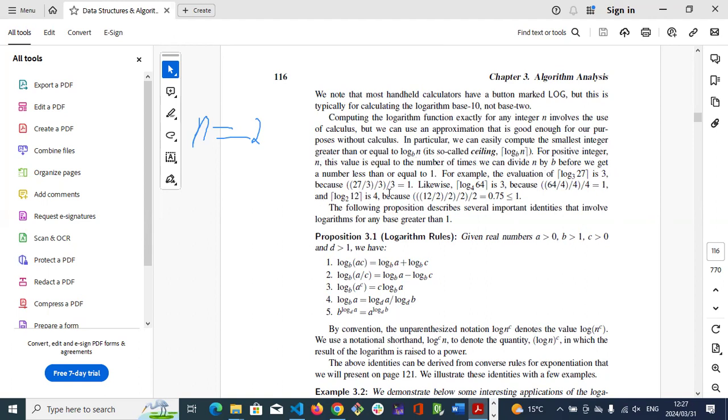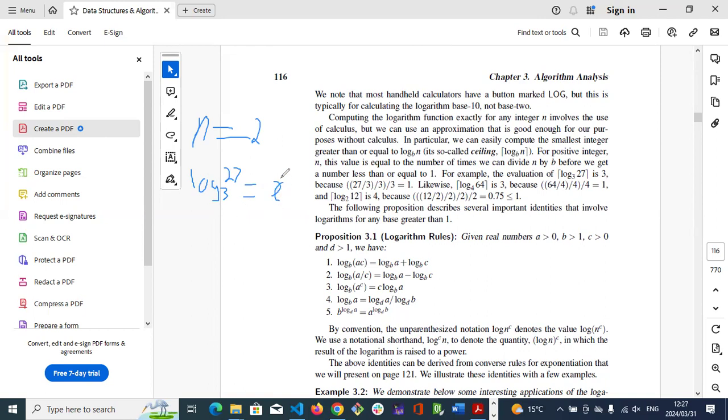Therefore, we can get a result less than or equal to 1. For example, evaluation of log of 27 base 3 is equal to 3. Calculating log of 27 base 3, we're looking for what is going to give us 3.